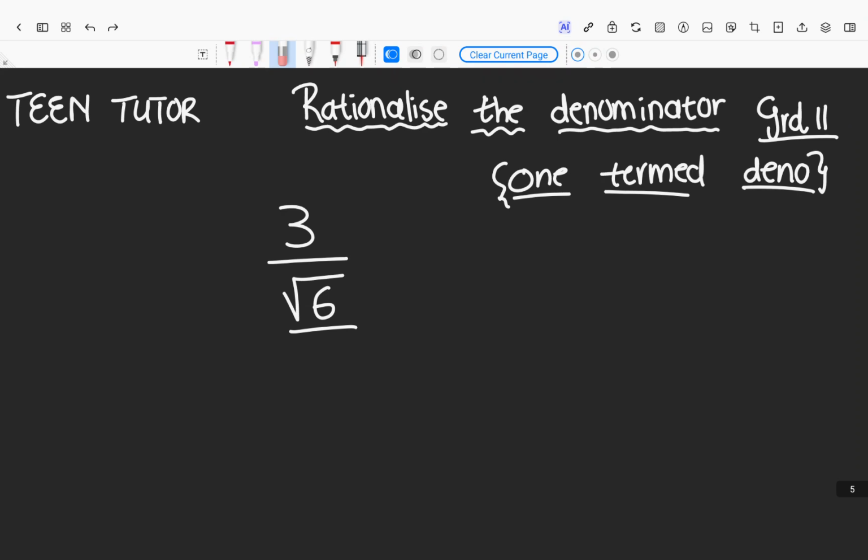Okay, so we are given this expression and we are asked to rationalize it. What you need to know is that in most cases there won't be a question which will ask you to rationalize per se, but you might be asked to simplify and you have to use the rationalization method. So we have this one. It is 3 divided by the root of 6.